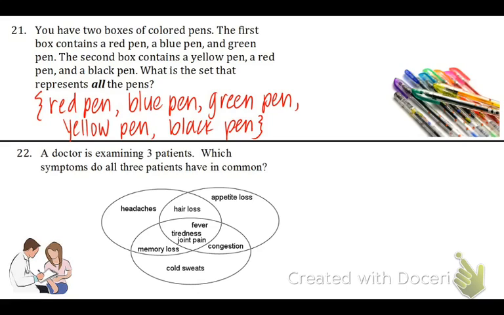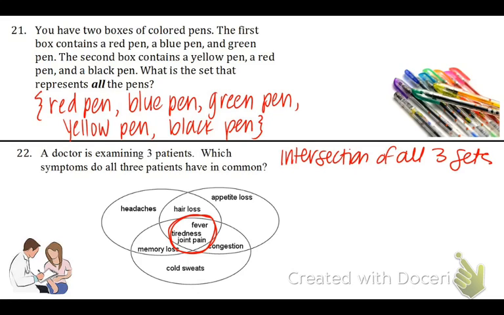Alright, number 22. A doctor is examining 3 patients. Which symptoms do all 3 patients have in common? For this one, you just want to figure out what is in the intersection of all 3 sets. It's in the very center. So write that on the side, intersection, which is in the center. The 3 patients have a fever, tiredness, and joint pain.